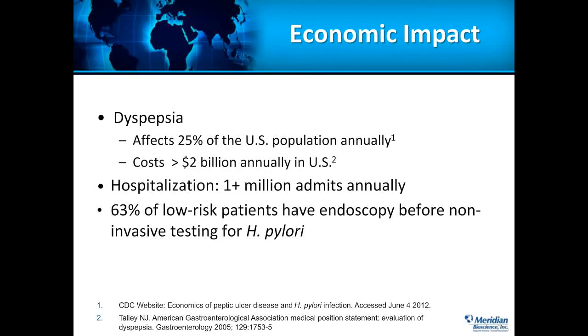Now, dyspepsia is very common. It affects about a quarter of the American population, and it results in about $2 billion in expenditure. More than 1 million hospitalizations are the result of dyspeptic symptoms due to H. pylori. A significant driver of the high costs associated with dyspepsia is the overuse of endoscopy. Now, there is an appropriate use of endoscopy and there is an inappropriate use of endoscopy. In patients who are low risk for complications, endoscopy should not be the first step, and the guidelines that we will go over emphasize this. What we find is that 63% of these low-risk patients who have dyspepsia end up having endoscopy as a first test before undergoing the recommended non-invasive testing for H. pylori.